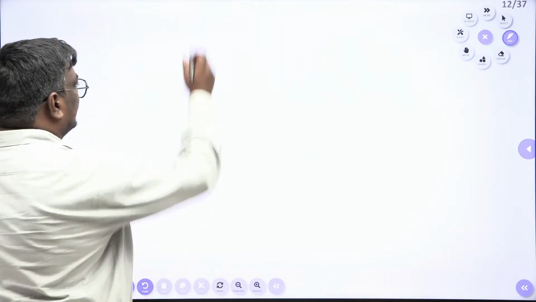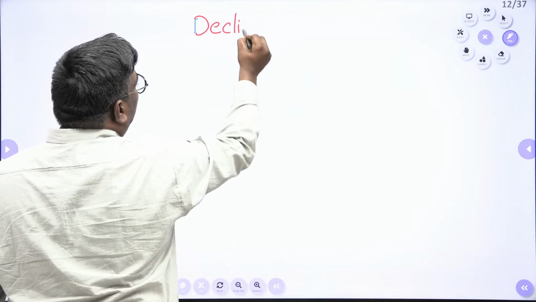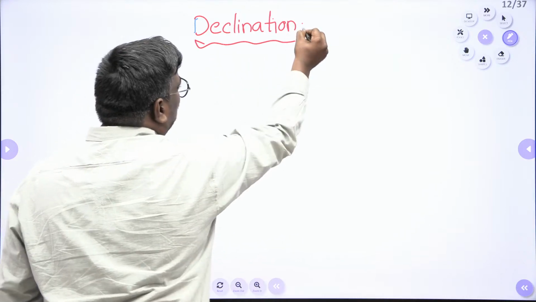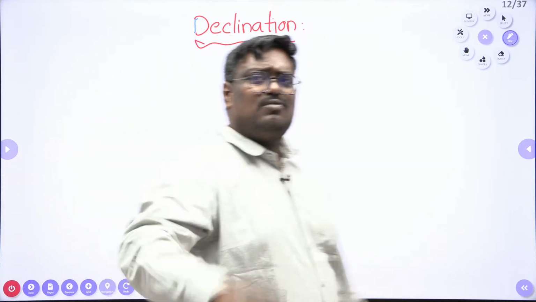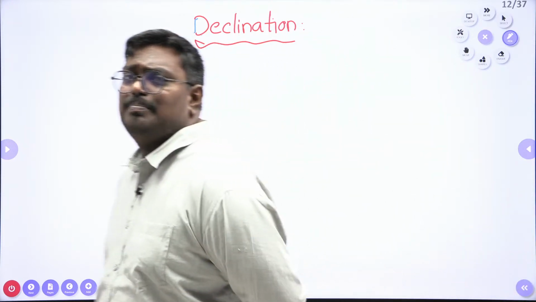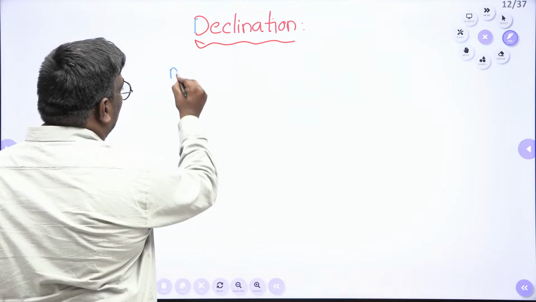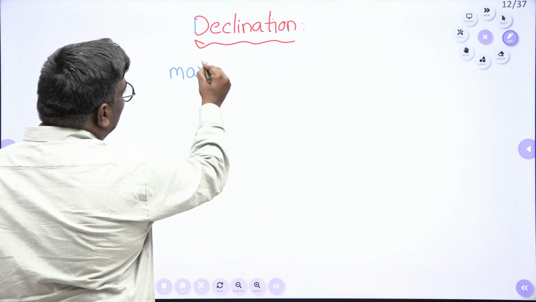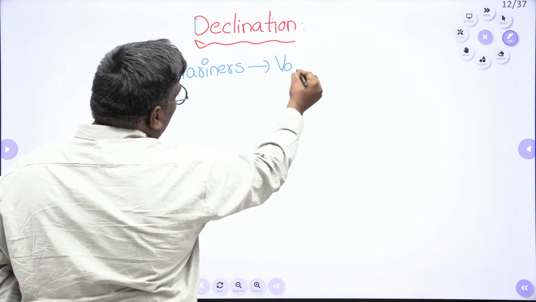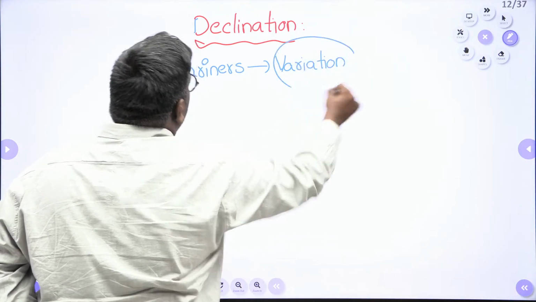Now, my dear students, we also want to talk about declination. There is a concept called declination. What do you mean by declination? Actually, what is the purpose of declination? You have heard about sailors, the people who are sailing in the ships. We call them sailors, or we call them mariners. Mariners used to call this declination as variation.